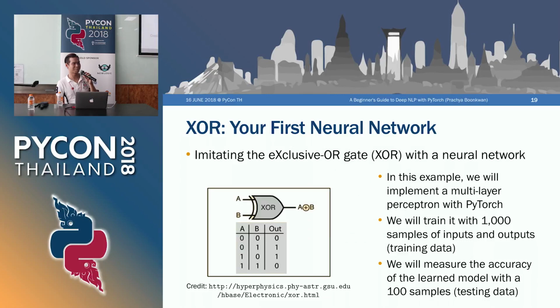Your first network is XOR, exclusive OR. We're going to imitate the exclusive OR gate with a neural network. We're going to train it with 1,000 samples and test it with 100 samples. Very, very easy. If you have not heard about the exclusive OR, it considers two input signals. If exactly one of them is 1, then it results in 1. Otherwise, it results in 0. So far, so good. It's from digital design. Back in the day, I got a B+ for that.